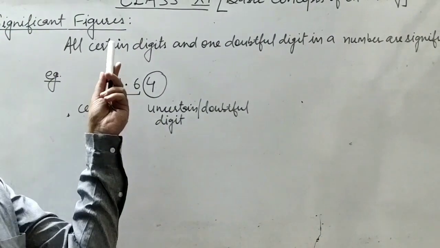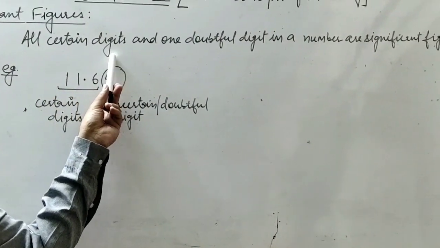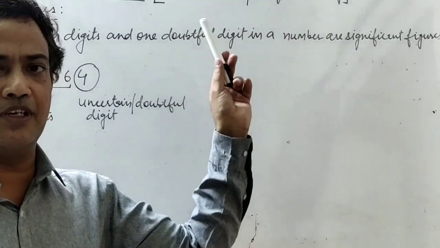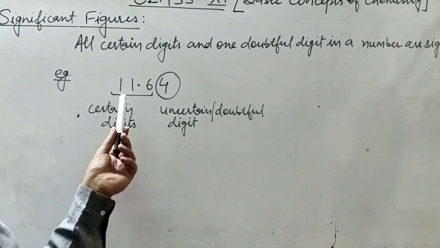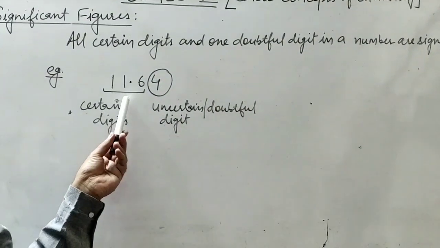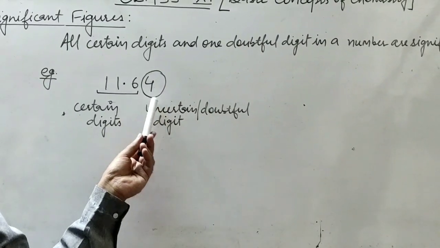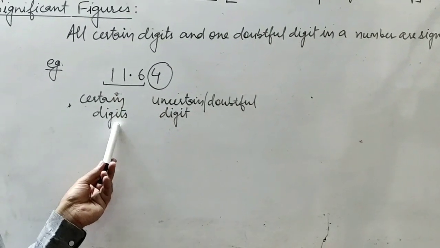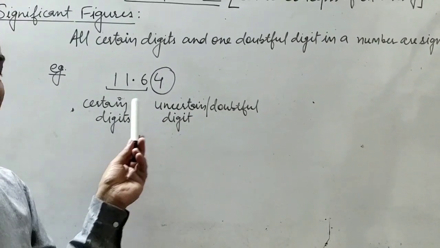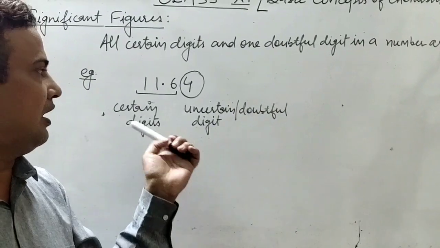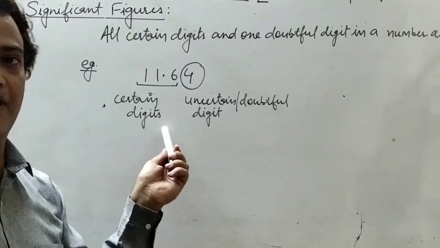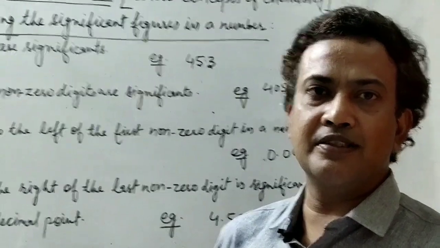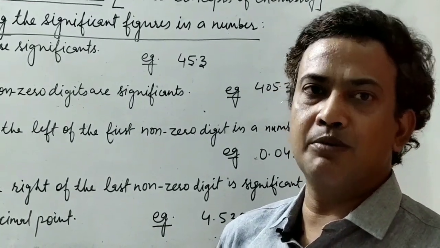So significant figures are all certain digits and one doubtful digit in a number. Take the example 11.64. In this number, the last digit 4 is the uncertain or doubtful digit. Remaining all are certain digits. Combinedly, certain digits and the last uncertain digit are known as significant figures. There are certain rules for calculation of significant figures in a given number. Let's see them one by one.